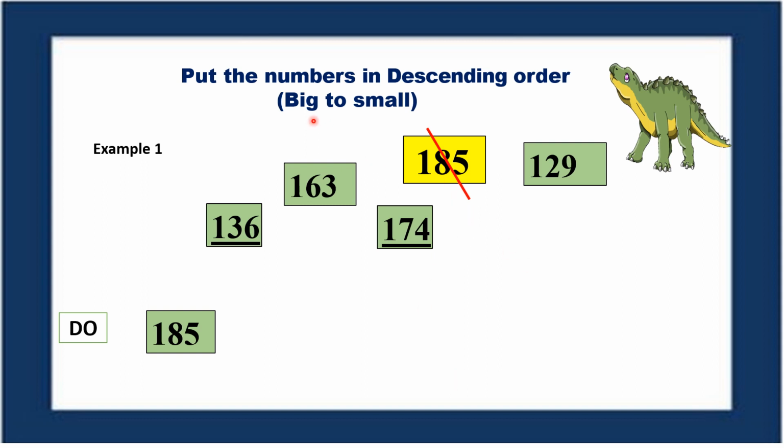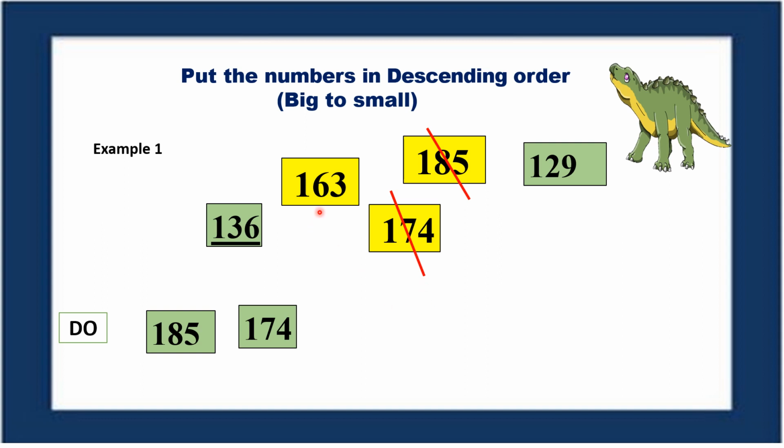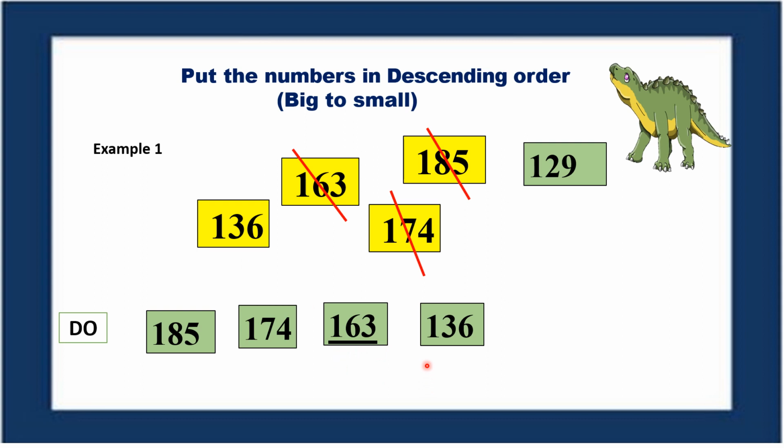Now a little smaller, we are coming from big to small. So a little smaller than 185 is 174. So write it and strike off in the question to avoid confusion. Next, a little smaller than 174, ask yourself. It is 163. So write 163, strike off in the question. And the next little smaller than that is 136. Write it and strike off in the question. Now the leftover number is 129. So write that number also and strike. That's it. We have arranged the given numbers in the descending order, biggest to the smallest number.